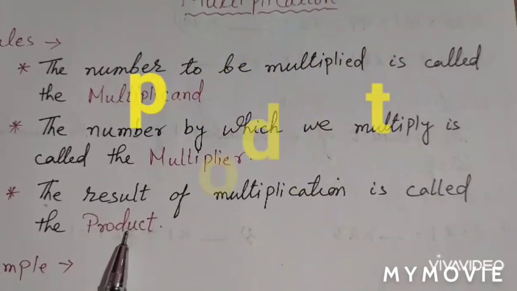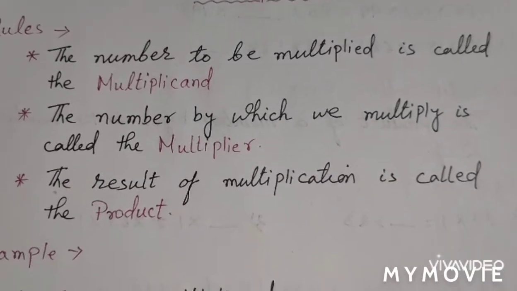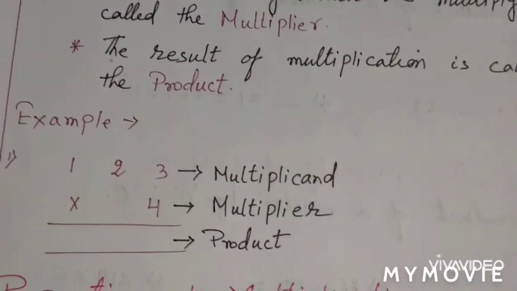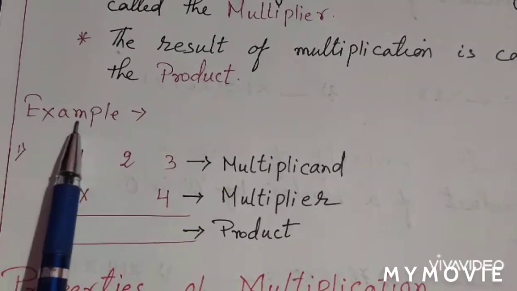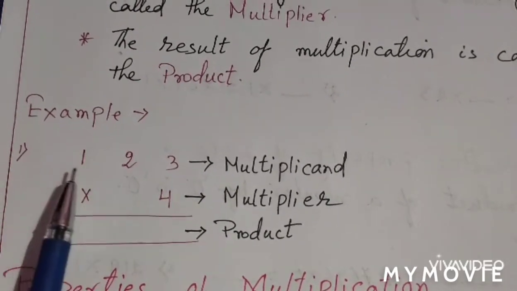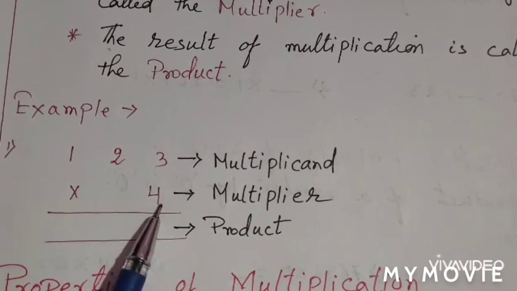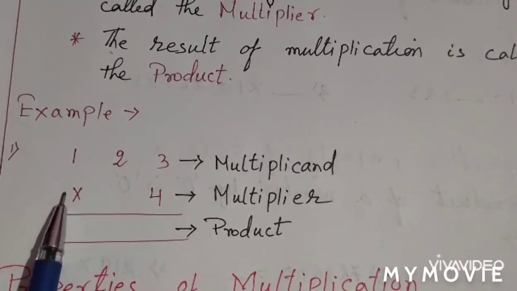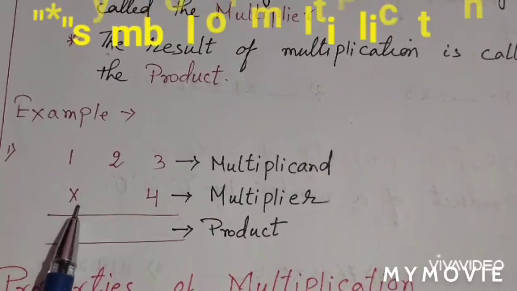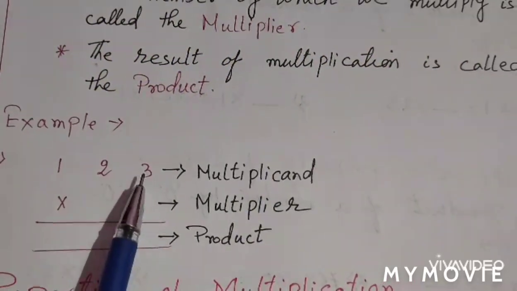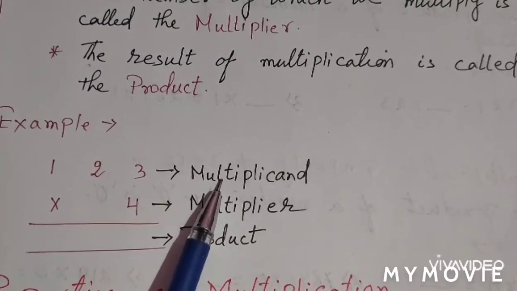In order to understand in a better way, I am showing one example. Just see. Examples over here. Just see, I have written 123 into 4. The multiplication symbol is like this way, cross. Yes, the above part 123 is called the multiplicand.